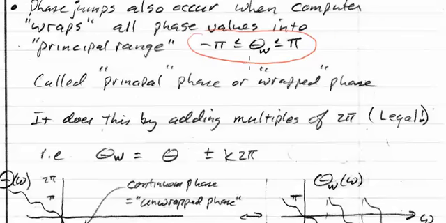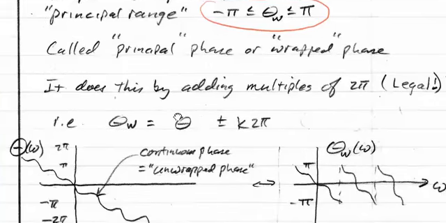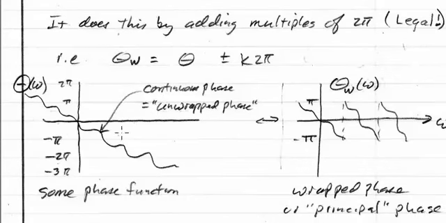So we can always add plus or minus 2 pi to anything, and we're not changing the phase in any way. But the results that a computer, or a calculator, or MATLAB gives you are always in this principal range. Here's a graphical example of that. Here's some phase function. Obviously, it's not a linear phase function, and it's just coming down. This is a continuous phase. It's got no phase jumps. The unwrapped phase is another way to say it, so we've left out all the phase jumps.